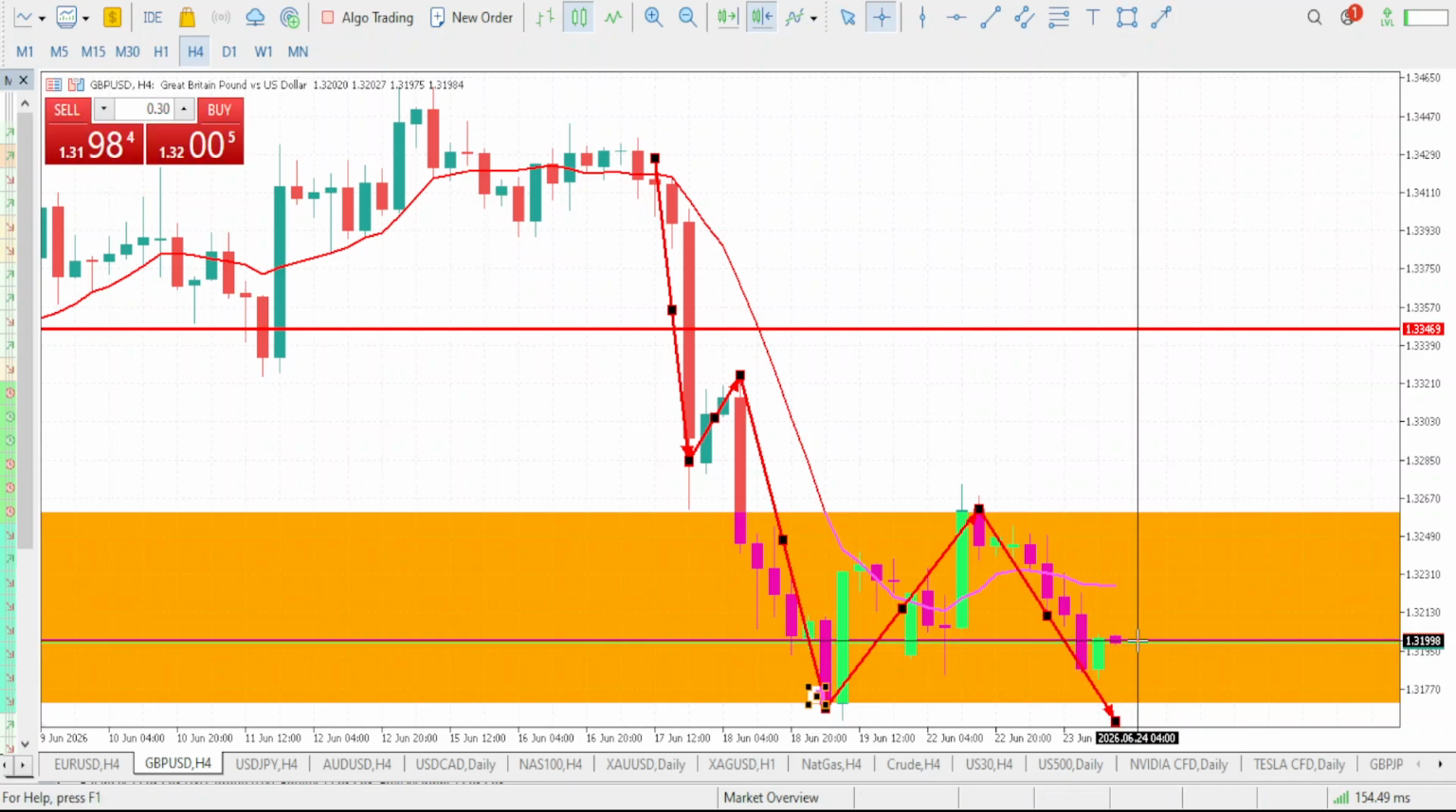So going for the sell right here, if you are watching this analysis, going for the sell, and look to grab between 50 to 60 pips for the day on GBP USD.